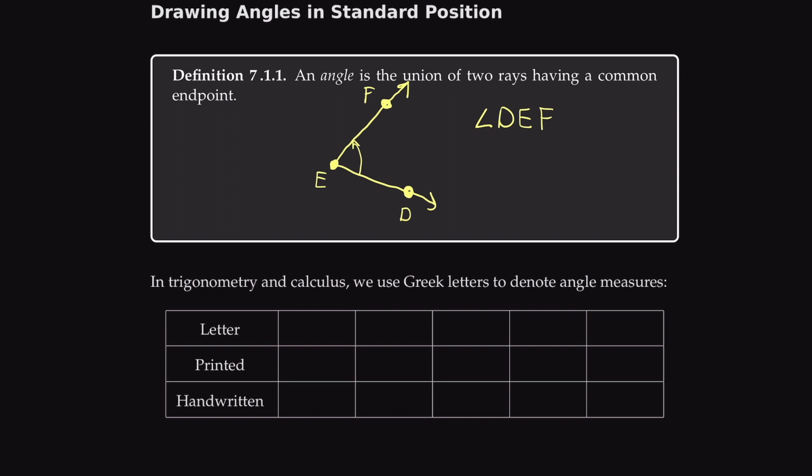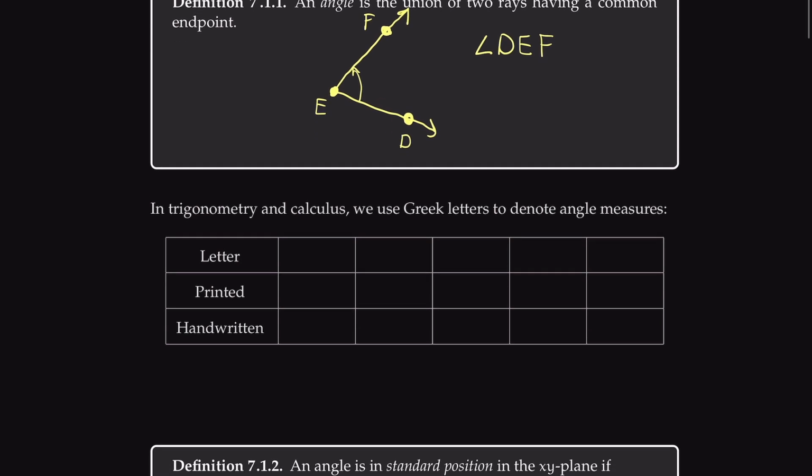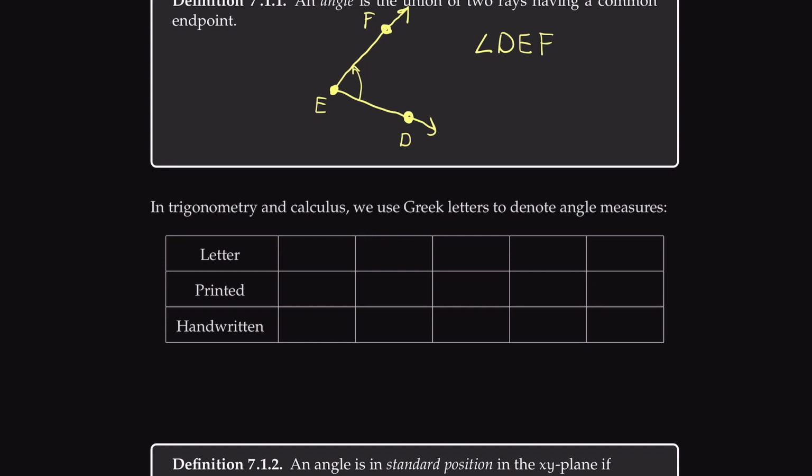For trigonometry, it's going to make more sense for us to label angles with a single variable. And a lot of the time, we use Greek letters to denote angles. And so I'm just going to write down a few common ones that we use. We use the Greek letter theta a lot, theta. And this angle is printed like this in your book. And when we write it, typically we get a little bit sloppy and we'll write it like that.